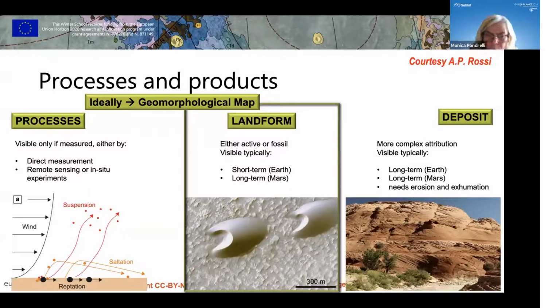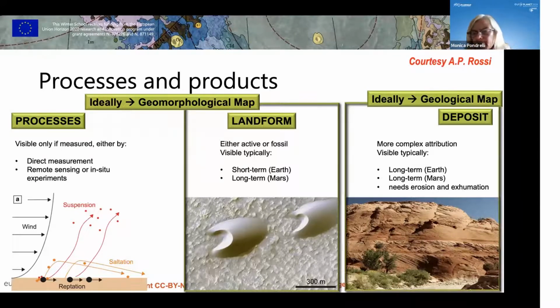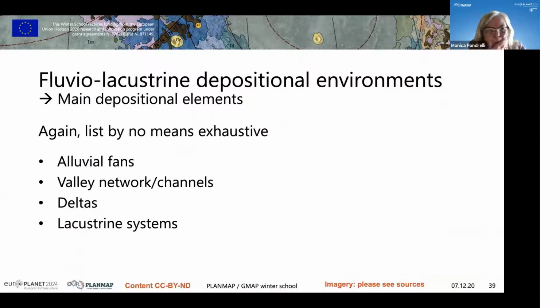Ideally, we use landforms to draw geomorphological maps and deposits for geological maps. But we saw that the distinction is sometimes not so strict. By the way, fluvial depositional environments, again, I will be very sketchy here. Main depositional elements: we have alluvial fans, we have very different kinds of channels and valley networks, we have deltas, and we have coastal systems.